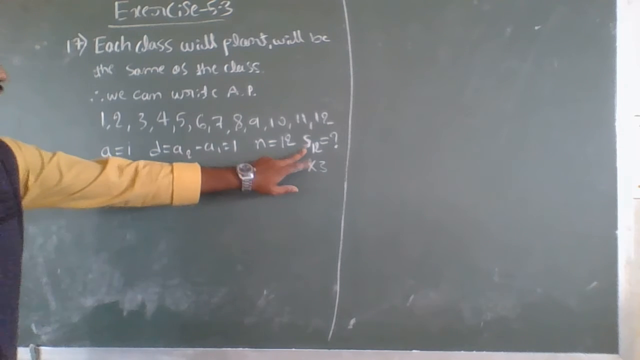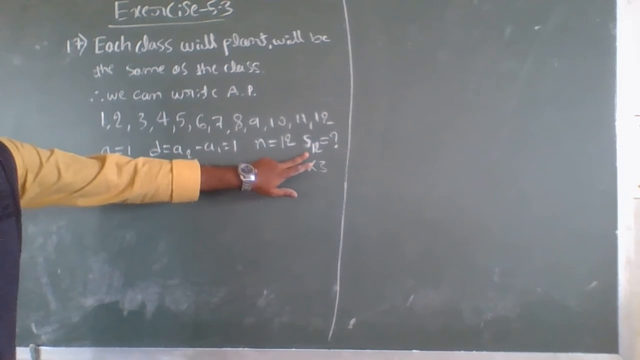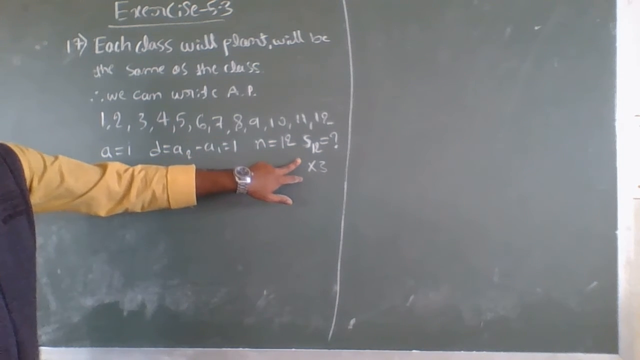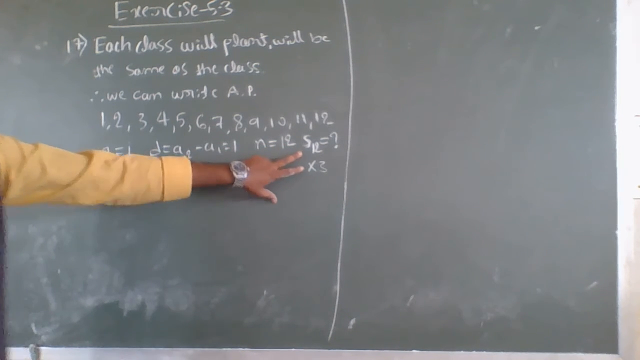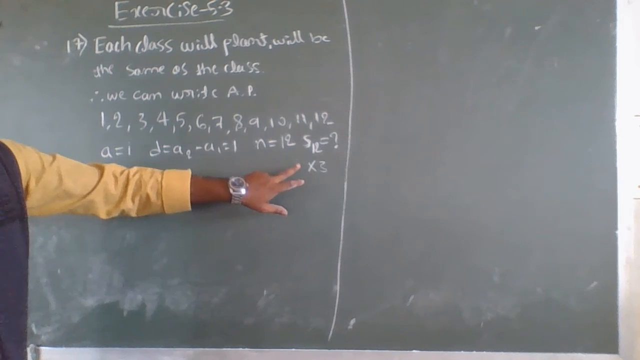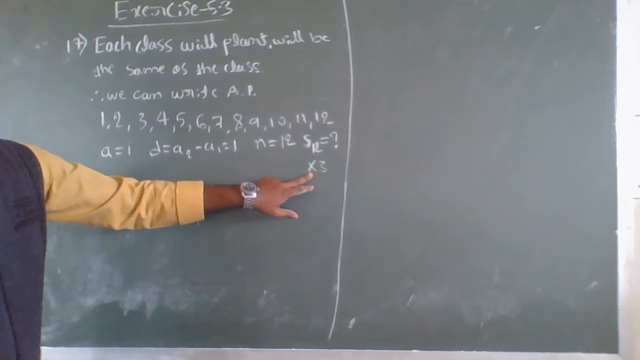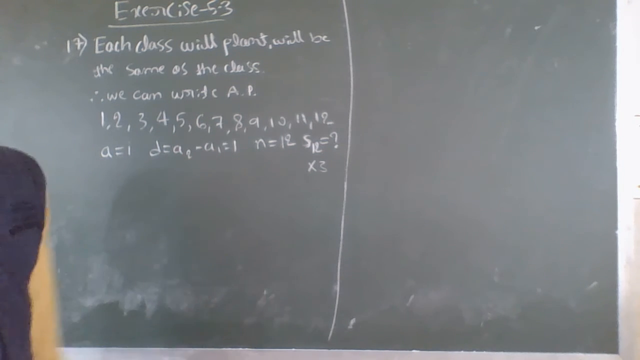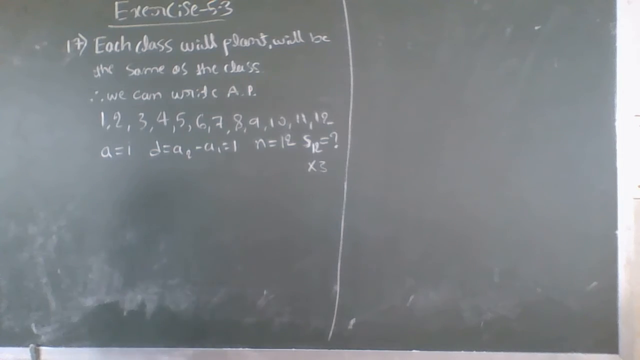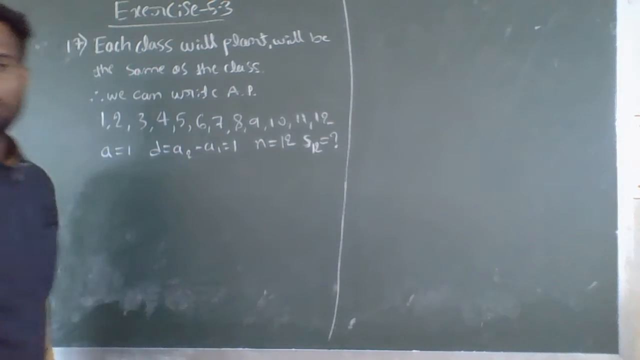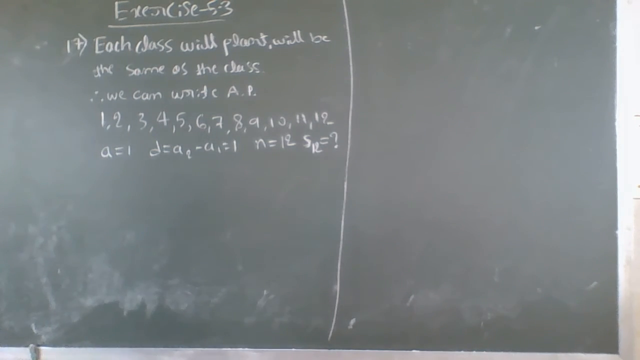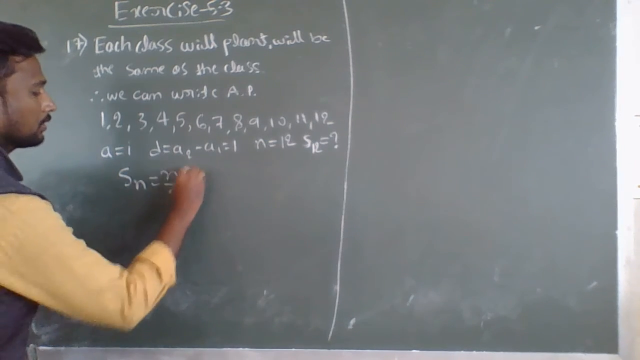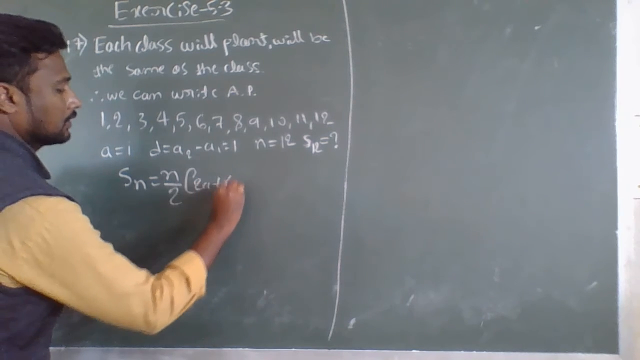So first I will calculate S12. S12 means the number of trees planted by 12 classes, 1 to 12, and after getting the S12 value, I will multiply this by 3 to get the final answer, because there are 3 sections in each class. So first I will find the value of S12. What is the formula? Sn is equal to n by 2 into bracket 2a plus n minus 1 into d.